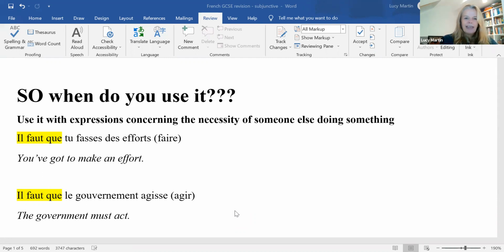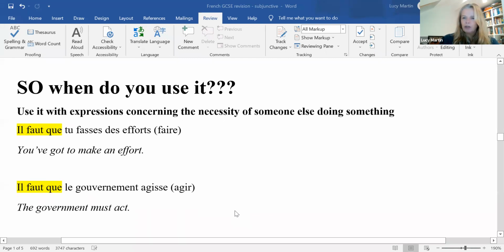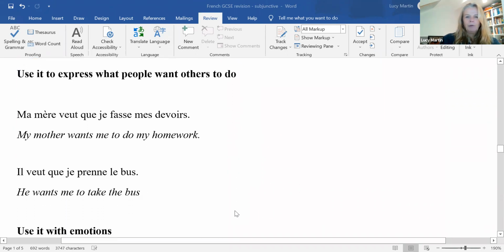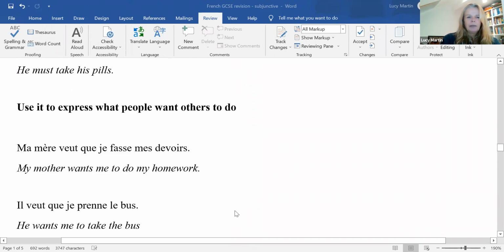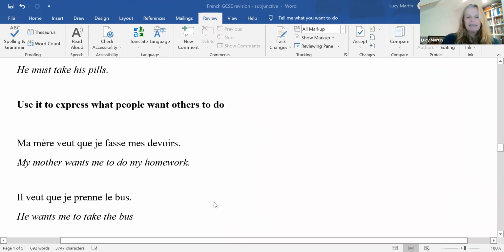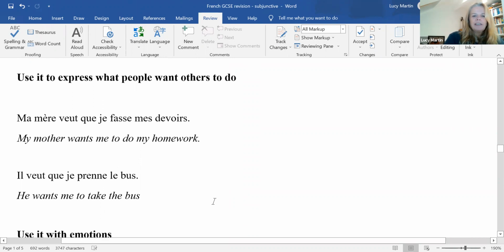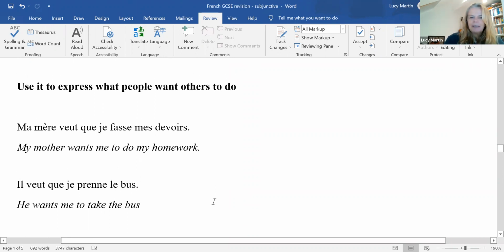Can you remember the next thing that happened after the necessity? I said it is necessary that you do your homework. You weren't doing it, so then I went and tried a different tack and I said, I want you to. So to express what people want others to do. Ma mère veut que je fasse mes devoirs. My mother wants that I subjunctive do my homework. If I wanted to tell you, I want you to do your homework, I'd be saying, je veux que tu fasses tes devoirs.